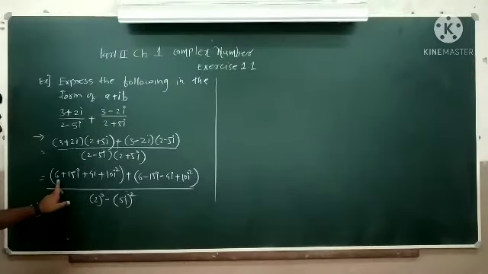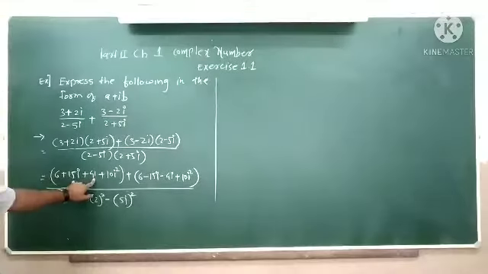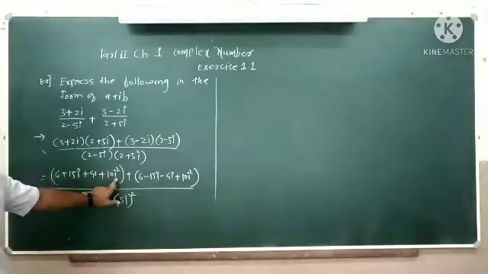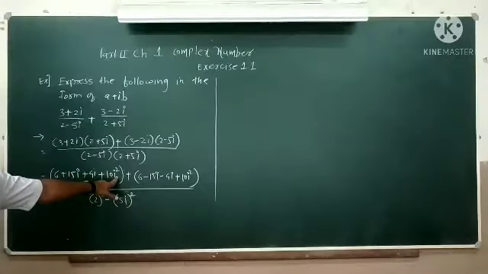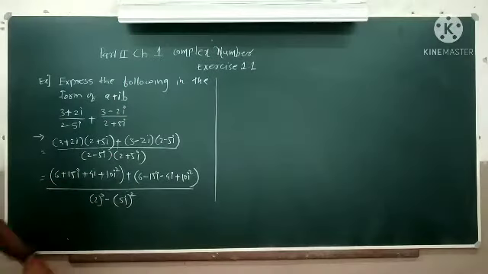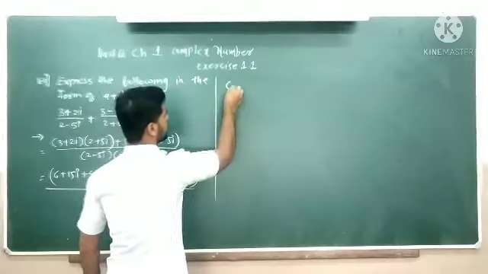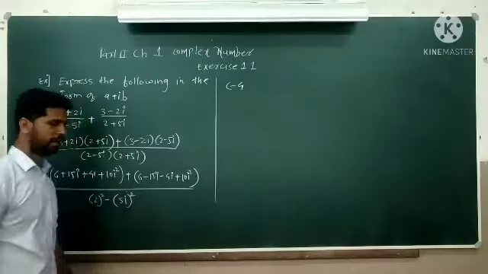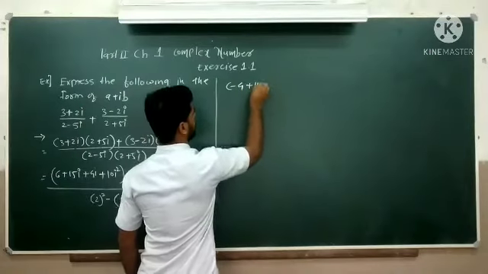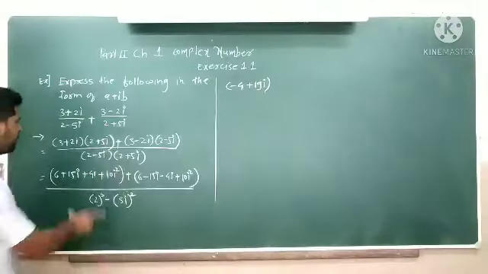What do we have here? 6 plus 59 plus 4i plus 10i square. 59 plus 4i we can add, we get 99 here. And this 10 into i square. But we know i square is nothing but minus 1. So what do we get here? Minus 1 into 10 is minus 10. So 6 minus 10 is minus 4. Right? And 59 plus 4i is 99. Okay, this is the simplification of the first bracket.